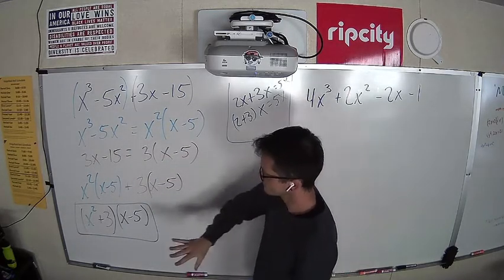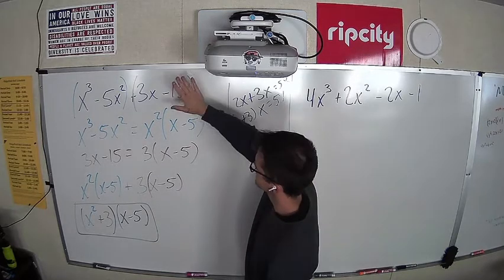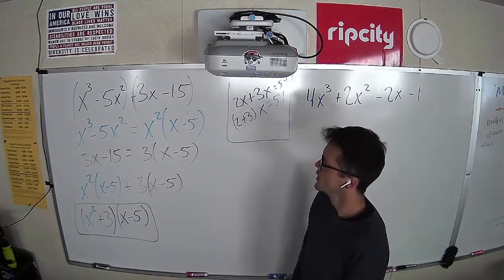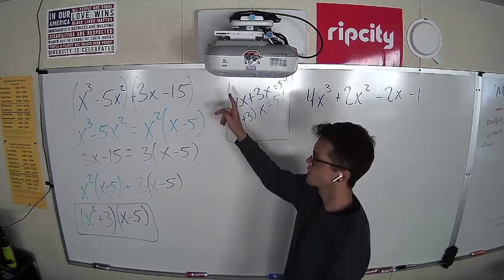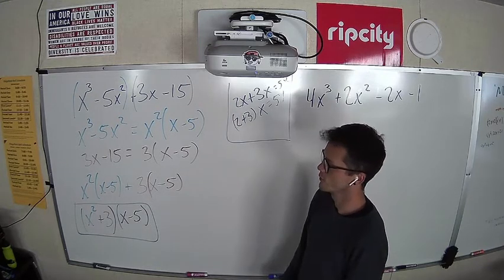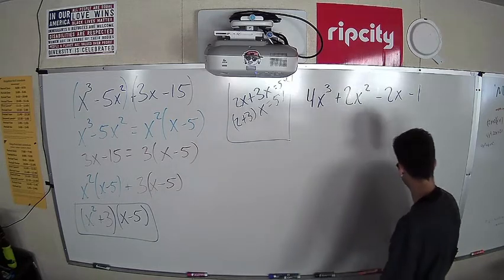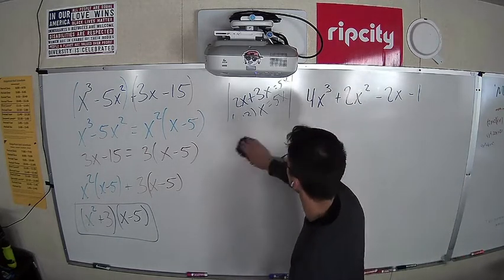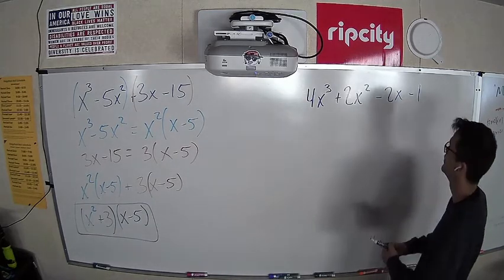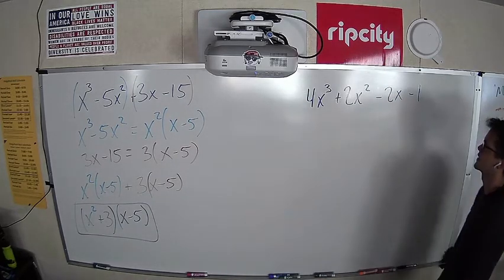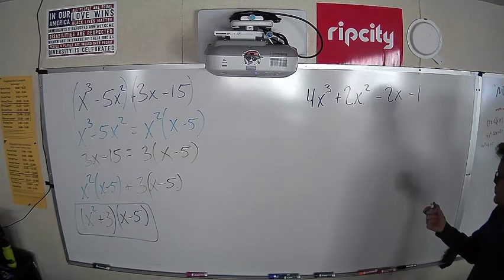So sometimes it's easier to look at the expression like this. Sometimes it's easier to look like how we started with. It just kind of depends on context. But this gives us a tool to be able to factor a polynomial that looks like this one. Okay, let's look at one more of these. 4x cubed plus 2x squared minus 2x minus 1.